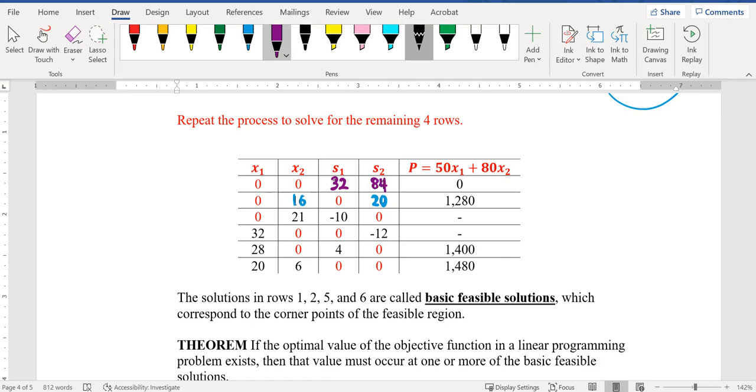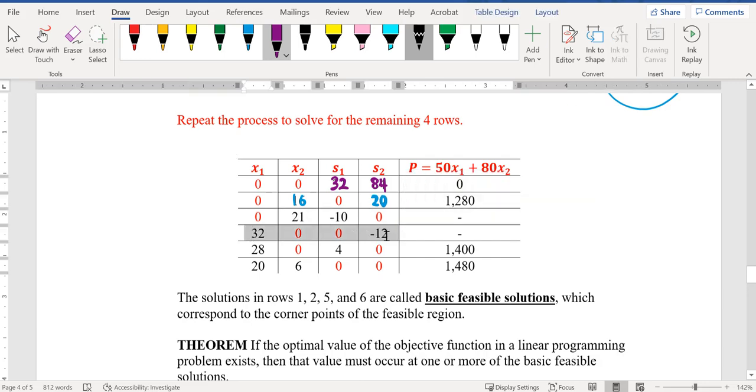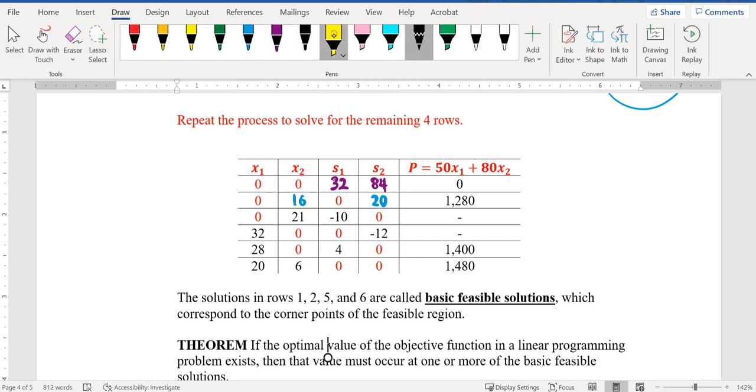And we're going to keep solving systems for each row. When we do that, we're going to solve it 4 more times. When we do that, we notice that we get a negative value here and here. So solutions in rows 1, 2, 5, and 6 are called basic feasible solutions. And those solutions correspond to the corner points on our feasible region.